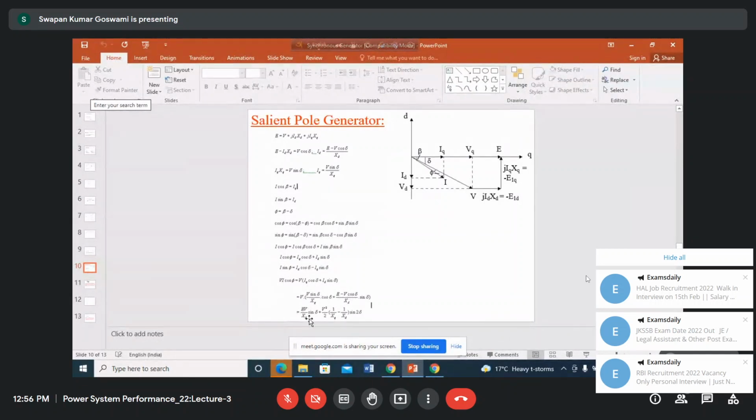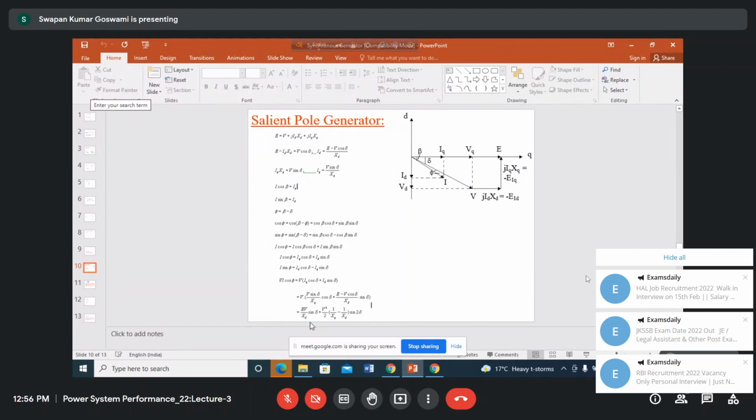EV by XD sine delta plus V square by 2, 1 upon XQ minus 1 upon XD, sine 2 delta. So this is the expression for active power. VI cosine phi is the active power, and the value is EV by XD sine delta plus V square by 2, 1 upon XQ minus 1 upon XD, sine 2 delta.